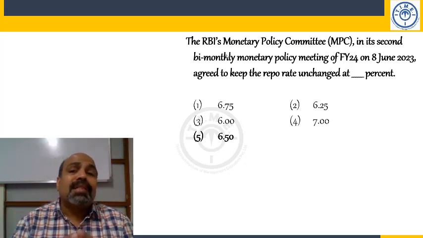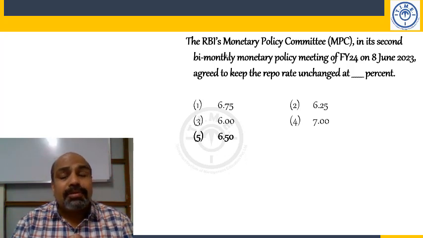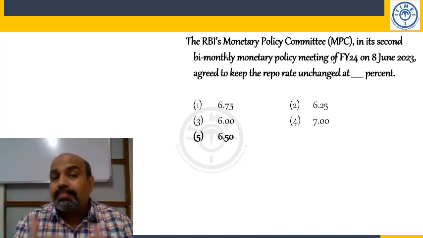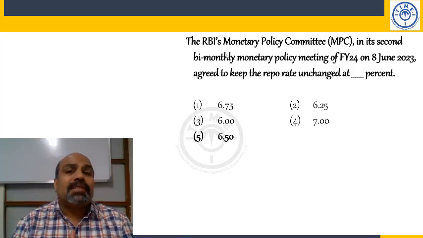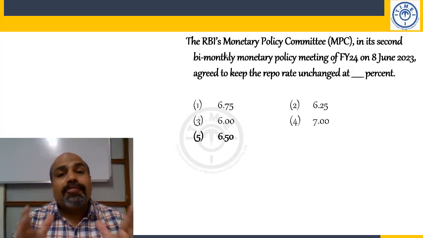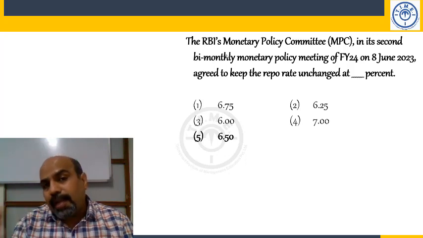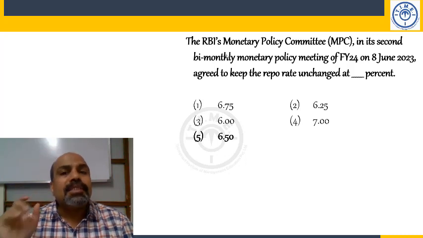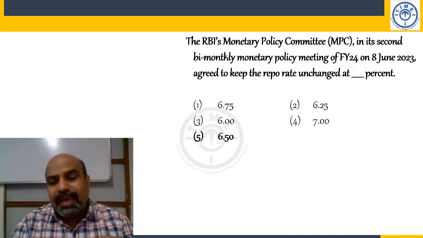Now, there is a key term there, bi-monthly. What's bi-monthly? Bi-monthly is once every 2 months. In some places, you may find the meaning to be twice every month. It cannot be twice every month, because that would mean once every 15 days, which would technically mean fortnightly. A fortnight is a 2 week period. So something that happens once every 2 weeks is called fortnightly, F-O-R-T-N-I-G-H-T-L-Y.